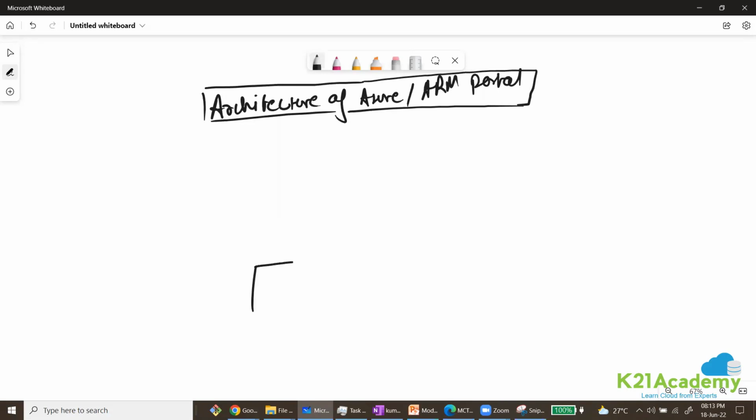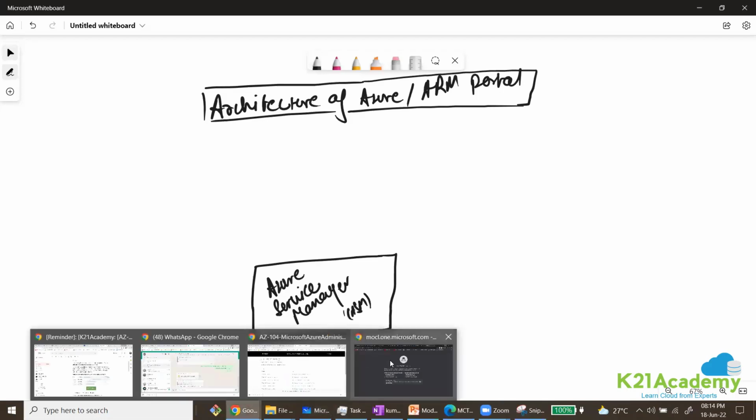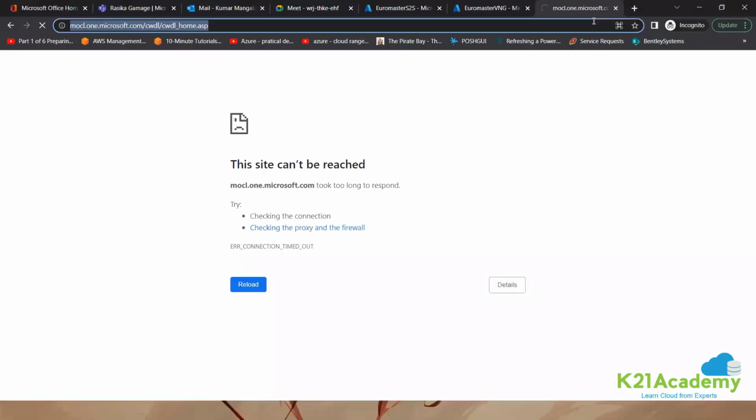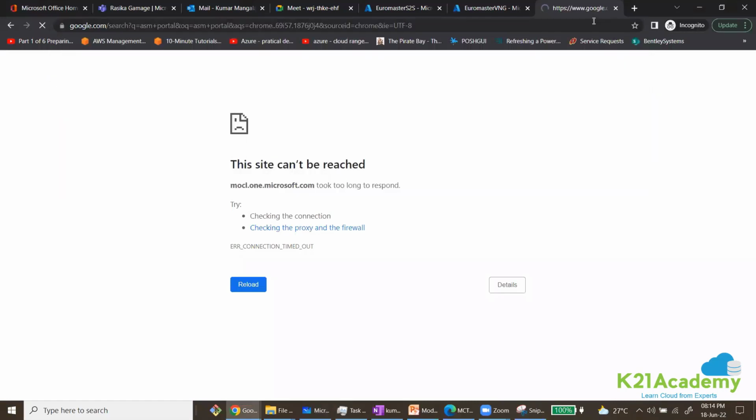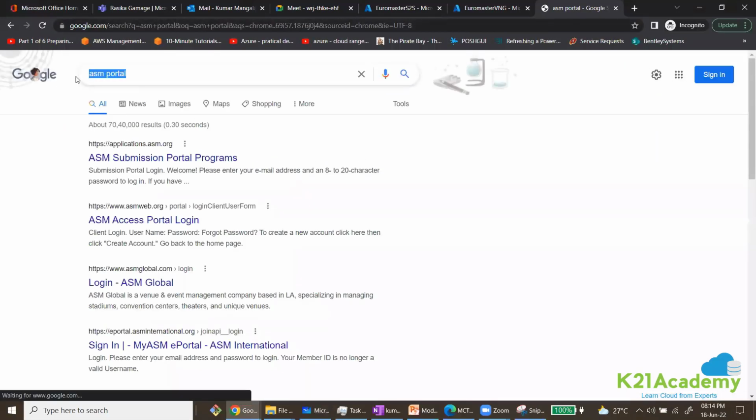I'm not sure whether everyone is aware of this or not. There was a portal that used to be there, I think 5-6 years back, most probably more than that, maybe 8 years back. It was called Azure Service Manager, or ASM portal. It used to look something like this. Why am I showing you this? Because it will be easy for us to understand why this ARM portal itself is there.